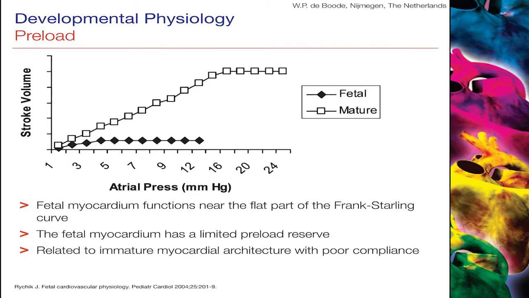There's quite a difference in the Frank-Starling curve between the fetus and a mature myocardium. What you can see here is that the fetal myocardium is continuously on the flat part of the Frank-Starling curve in comparison with the mature heart. The fetal myocardium has a limited preload reserve, and that's related to the immature myocardial architecture with a very poor compliance of the fetal heart.